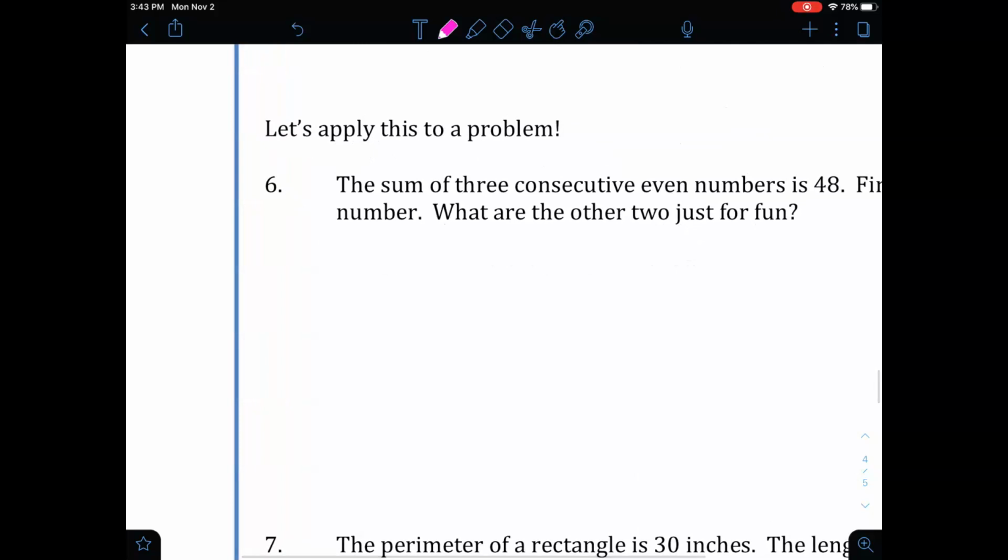What I need to do is pick 3 consecutive even numbers. Obviously you can't tell me any, so I'm just going to pick a couple. Let's do 18, 20, and 22. Our problem tells us to call the smallest number x. How do I get from 18 to 20? It's x plus 2. How do I get from 18 to 22? It's x plus 4.